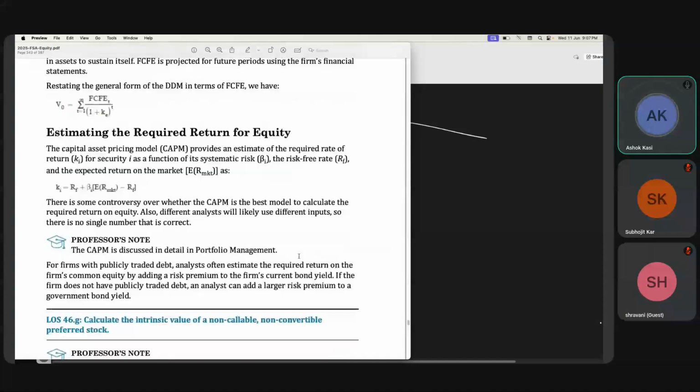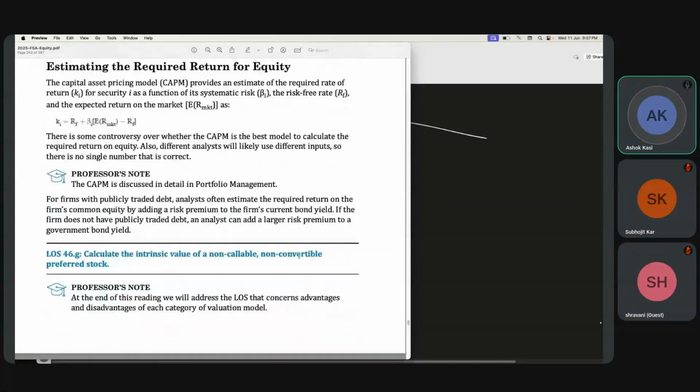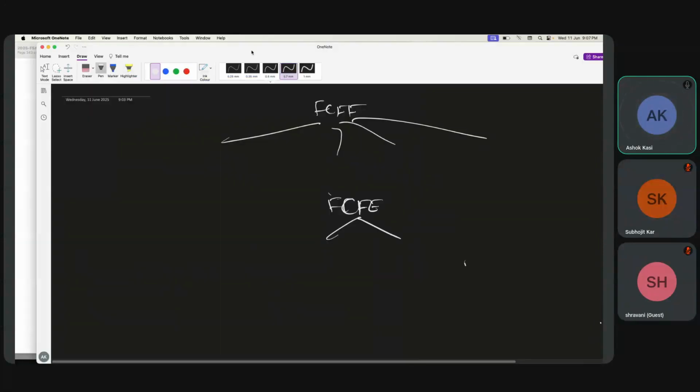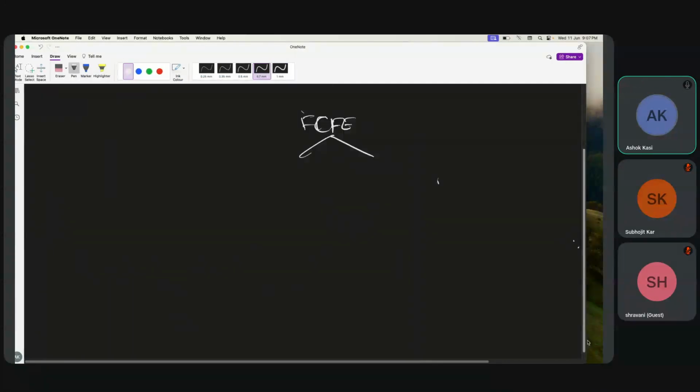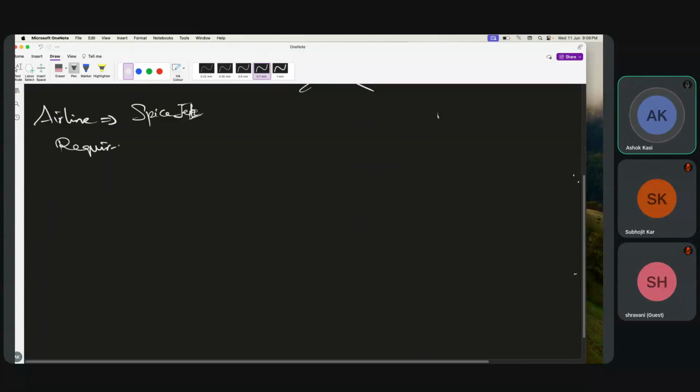Now coming to required rate of return, how do we calculate it? There are many ways to calculate required rate of return, but one of the most widely used is the CAPM method. Required rate of return means, suppose you are investing in an airline company, imagine SpiceJet, how much should you expect from that company? That is called required rate of return.